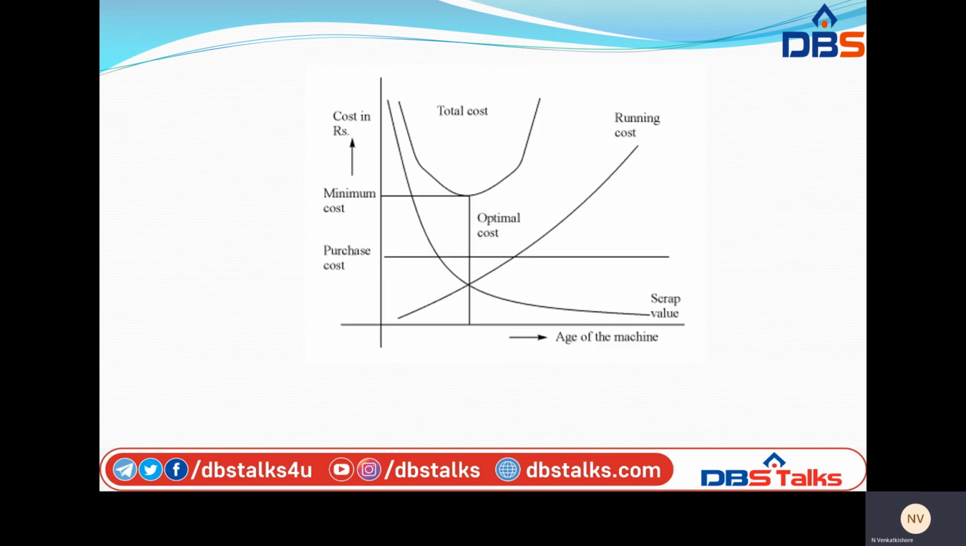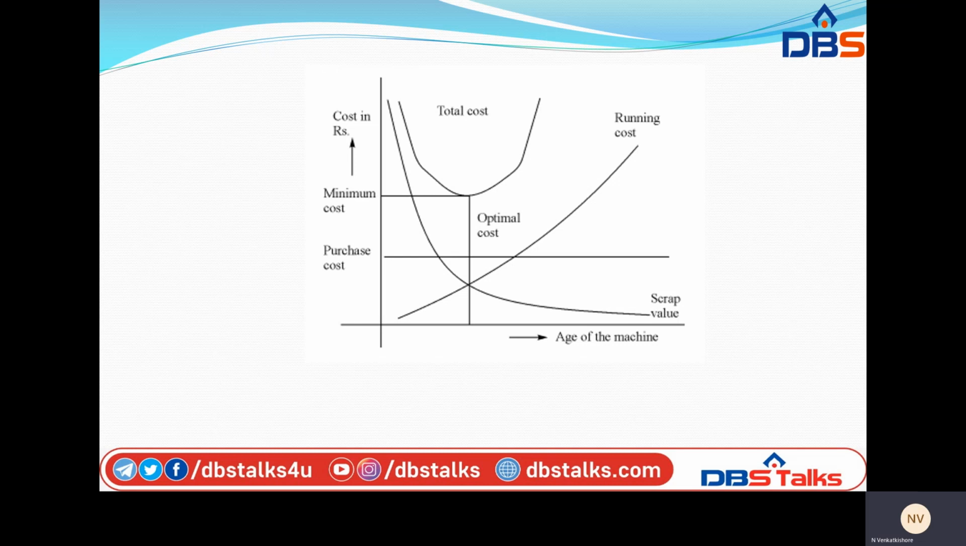Then this will be the curve representing the replacement model: cost in rupees and the age of the machine. So whatever the cost and whatever the machine, the respective costs. What are the costs? Running cost, optimal cost, and scrap value, and whatever the total cost. So how these are indicated in a single graph.